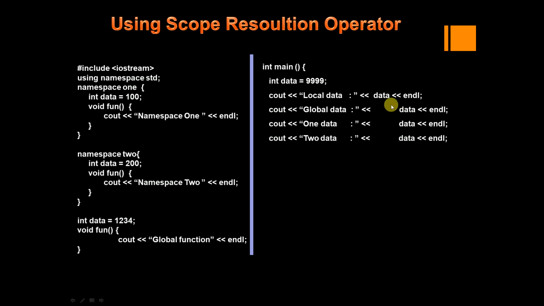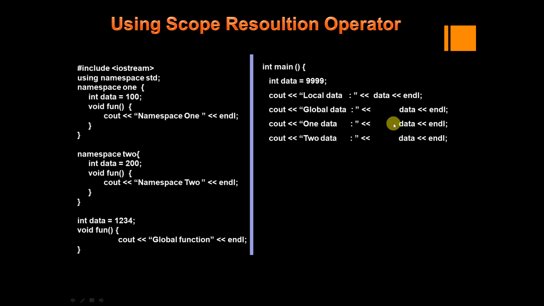Then you have to place the scope resolution operator here. But from where do you have to get it? You have to get it from the global. This is the unnamed namespace, so you provide a scope resolution operator here and don't provide any namespace. In the same way, I have to get the value of namespace one's data.